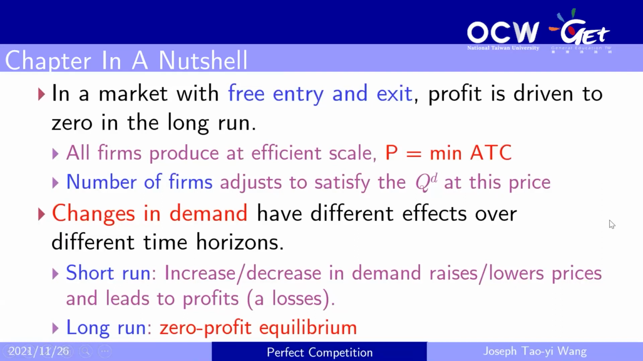So for example, there will be a change in demand. In the short run, this would increase prices if the demand shifts to the right, or decrease prices if the demand shifts to the left. So this will lead to either a profit or loss. But in the long run, you have this zero profit equilibrium because of free entry and exit. Positive profits would attract entry, and losses would start to have firms exiting. And so in the long run, you are back to the zero profit equilibrium.